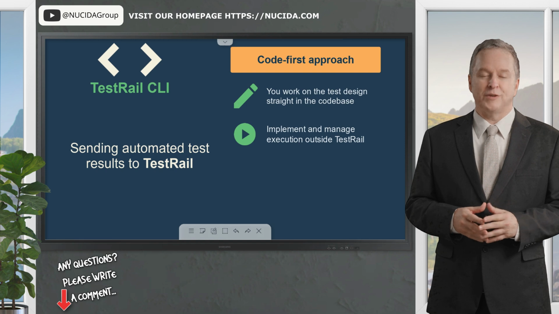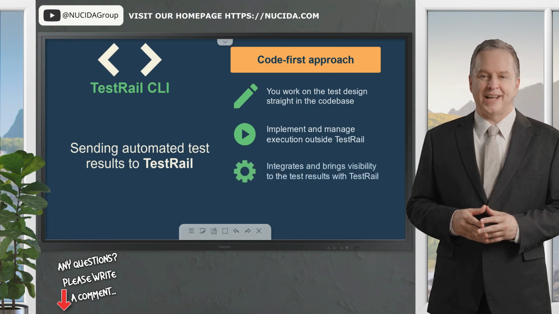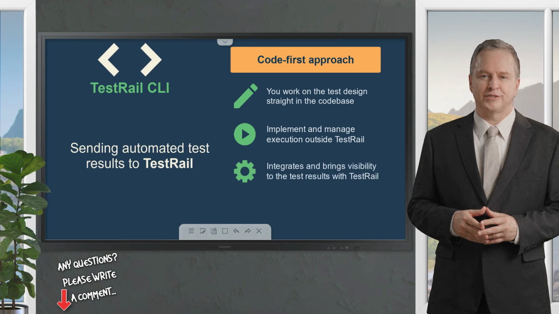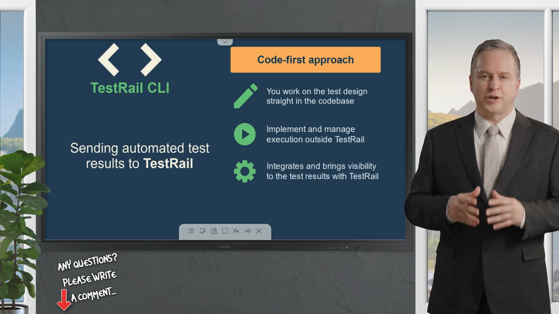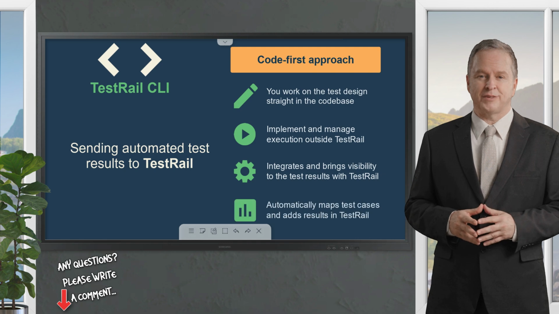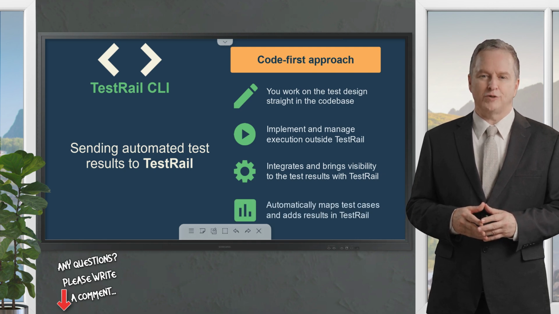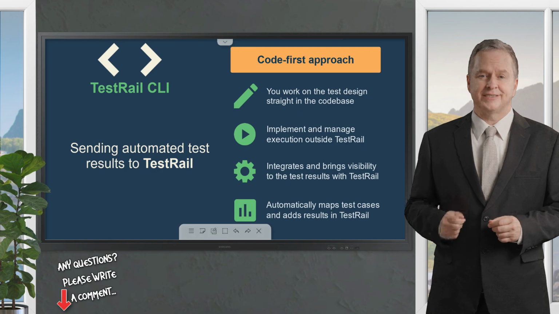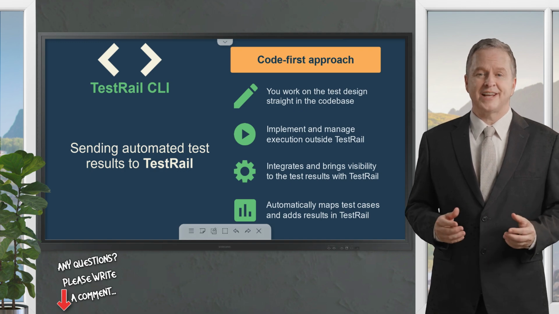These teams don't want the overhead of having to create and manage test cases outside their code base, but it's still important to bring visibility to the test results with the reporting capabilities TestRail has to offer. This is the default approach supported by the TestRail CLI. It automatically maps and creates test cases and adds their results in TestRail.